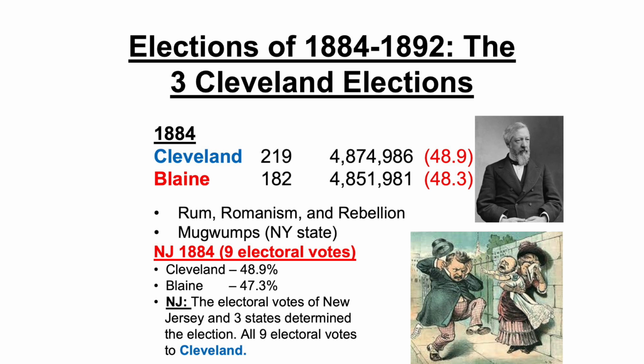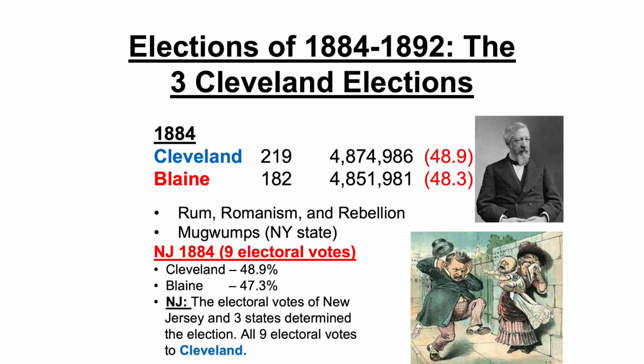And then the next election are the three Cleveland elections. One of the unusual things in U.S. history, someone that runs in three elections. Richard Nixon did as well, but in this case, the big theme was rum, Romanism, and rebellion. This was the tag on the Democrats, that they were anti-prohibition, they were Catholic, and they were the ones behind the Civil War, the rebellion. And these Mugwumps were the New York State party that was kind of lurking around, supporting different candidates.